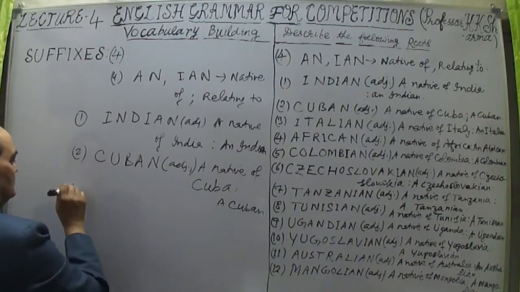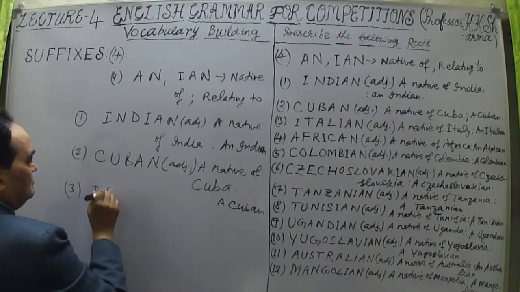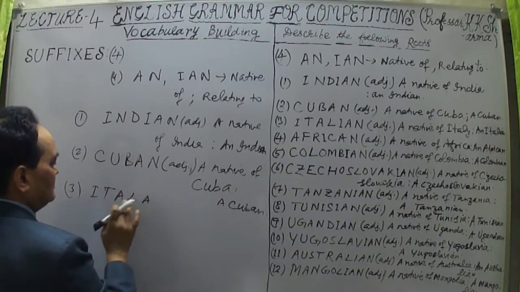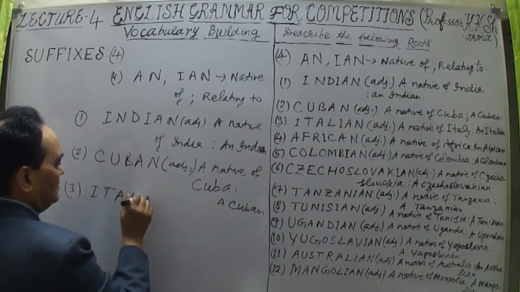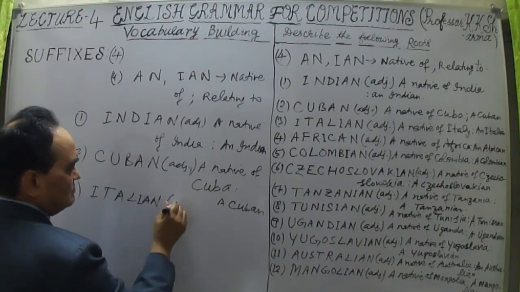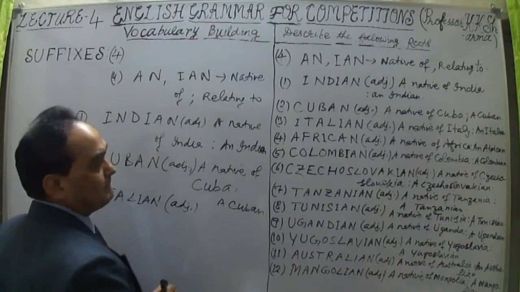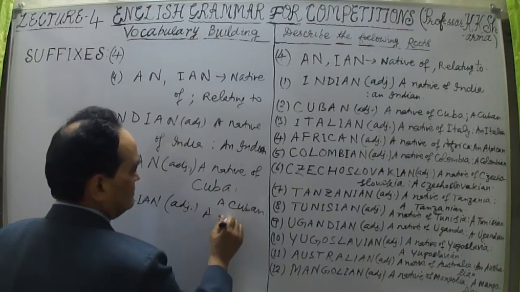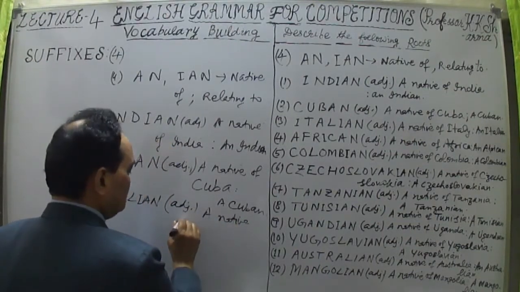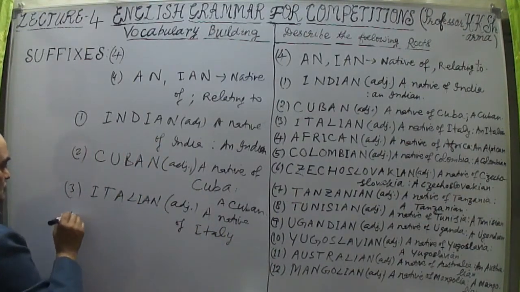A Cuban, we say. Then the third word here is Italian, I-T-A-L-I-A-N. The pronunciation is Italian. Italian, or native of Italy. This is again an adjective. So every word obtained is an adjective from a noun. A native of Italy.